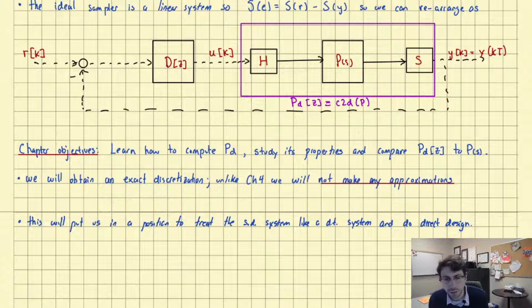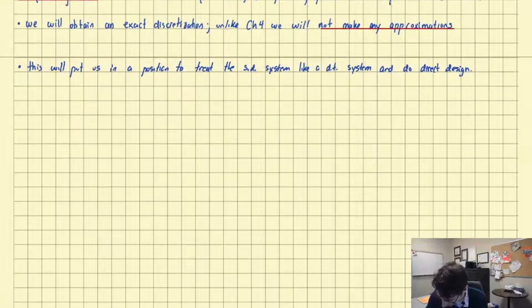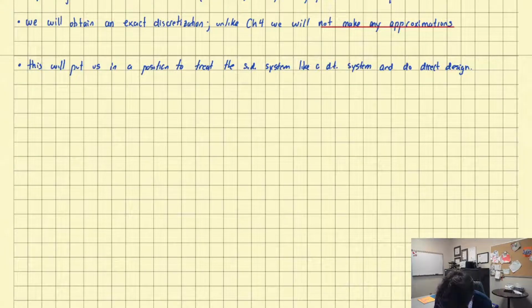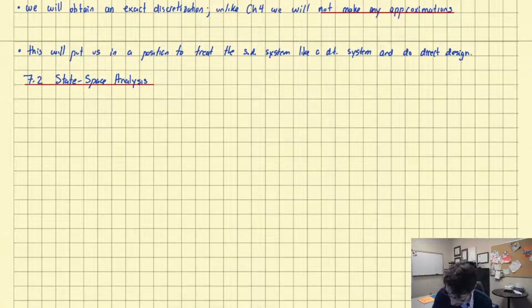Okay, so that's the plan. And so we're going to first talk about how you compute this step invariant transformation. And so we'll do it two ways. First, we'll do it in state space, and then we'll do it using transforms. Okay, so let me draw a picture here to give you an idea of what's happening. Okay, so the setup is as above.